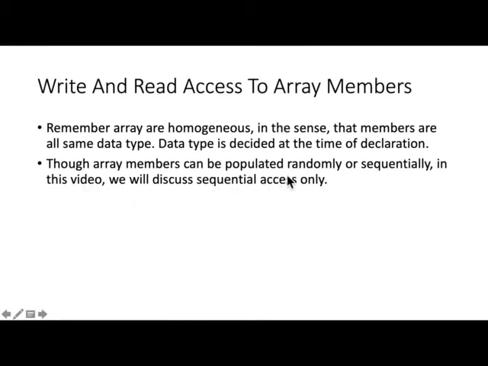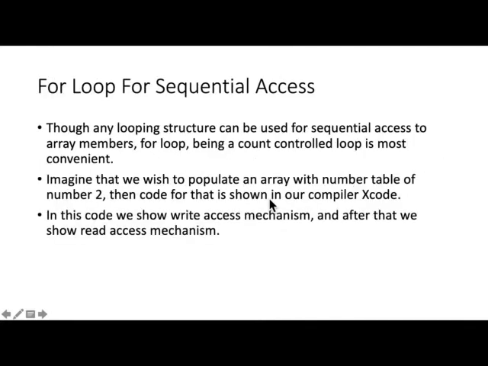Though array members can be populated randomly or sequentially, in this video we'll discuss sequential access only. So we use the for loop for sequential access, although you can use any looping structure for sequential access to array members, but for loop, being a count control loop, is most convenient.